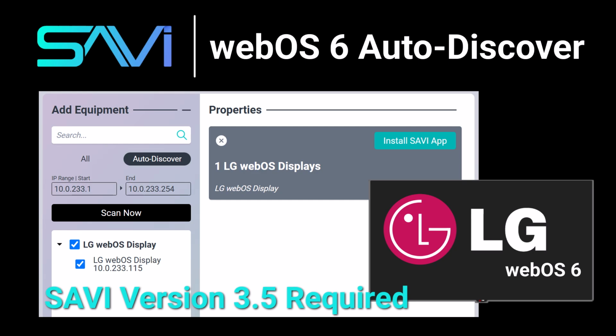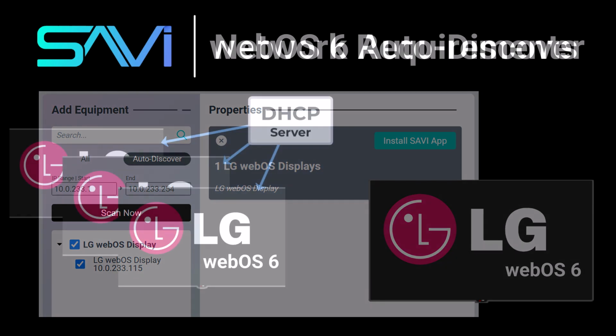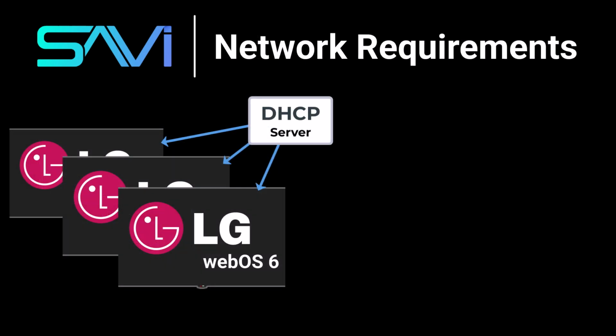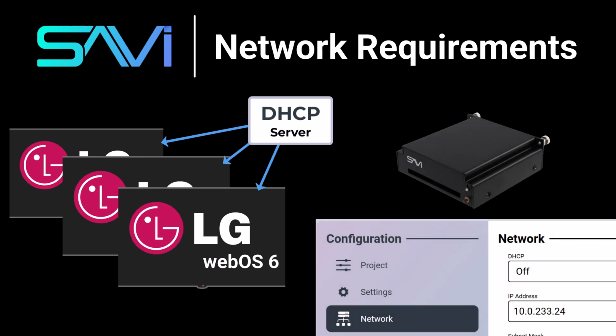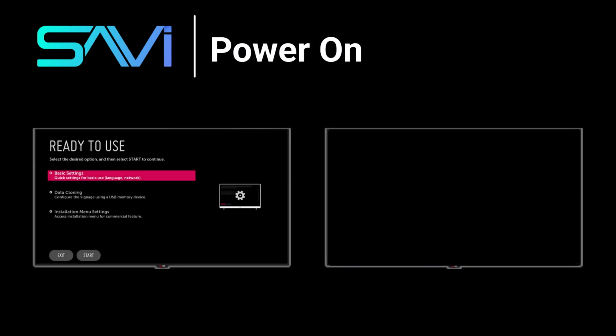Since we'll be using the network to discover and provision the displays, the first thing to do is ensure your network is configured to supply DHCP addresses for all webOS displays in your AV network. You'll also need to make sure your SAVI server has been set with a static IP and that this is the final permanent address you intend to use for the project, since the SAVI app will refer to this IP to communicate with SAVI. Once your webOS 6 displays are connected to the network, power them on to begin the process. They need to be in factory condition before proceeding with the next steps.